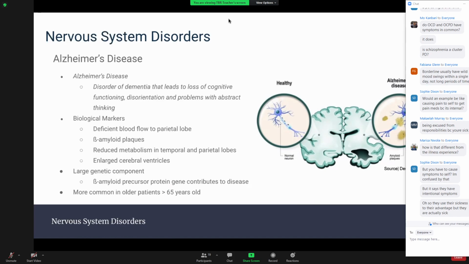There's a genetic component to Alzheimer's disease, and this one has to do with a gene for a protein that's a precursor to beta amyloid. So it's something that can be traced in a genetic risk factor kind of way. And this is more common for adults that are over the age of 65.